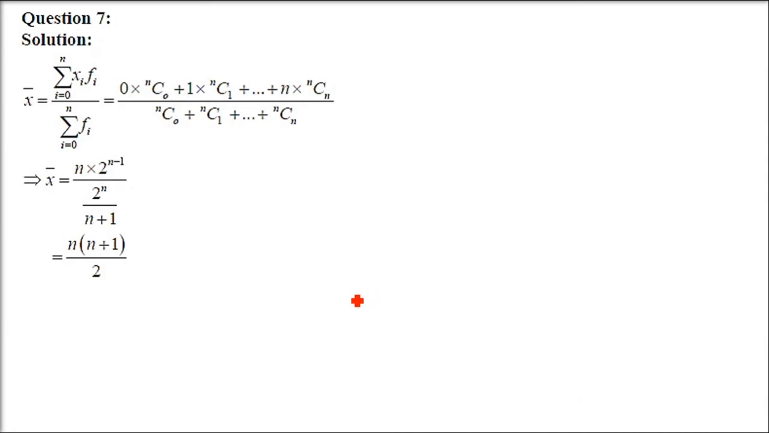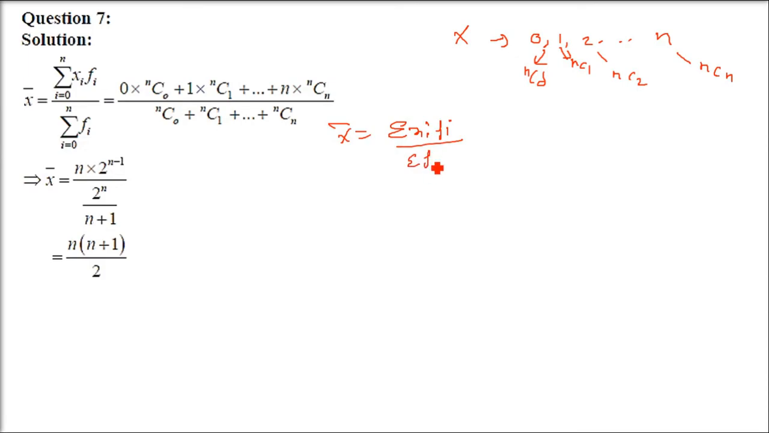Question number 7. If a variable x takes the values 0, 1, 2, up to n with frequencies, so we are given the data and the values of frequencies. So x is these values 0 to n, and the frequencies are NC0, NC1, NC2 till NCn. We have to write the variance of x. What is the variance of x? Now you have to get back to the binomial theorem, the binomial concept, then only you will learn this.